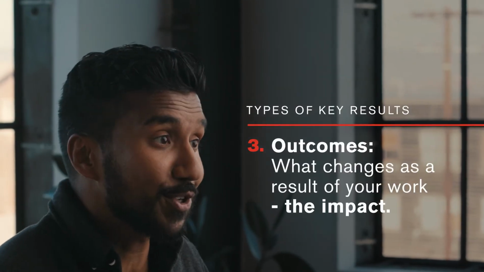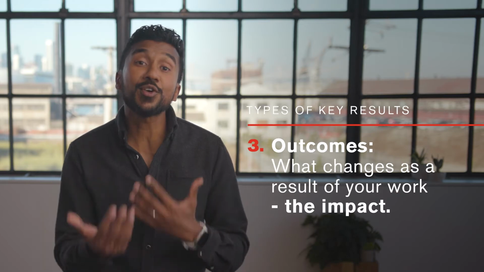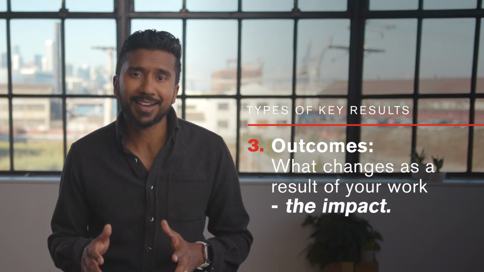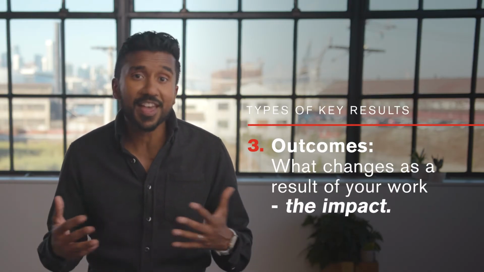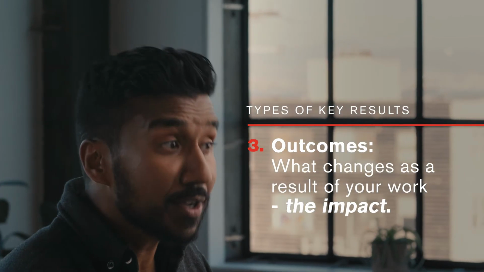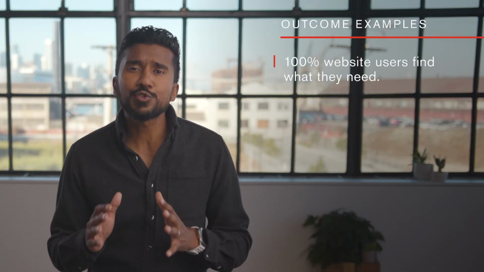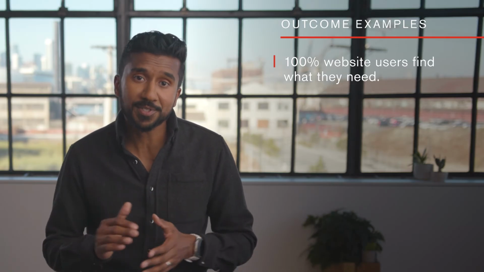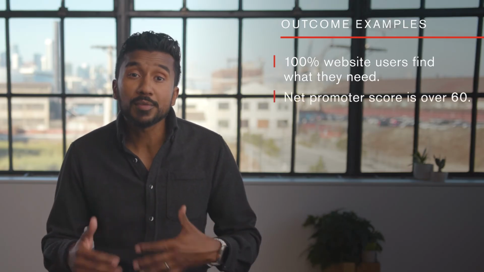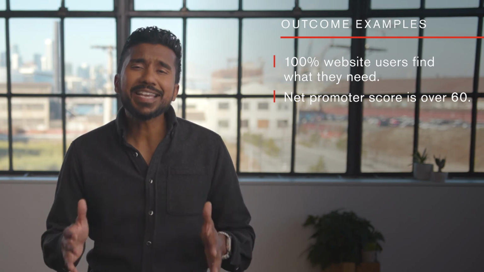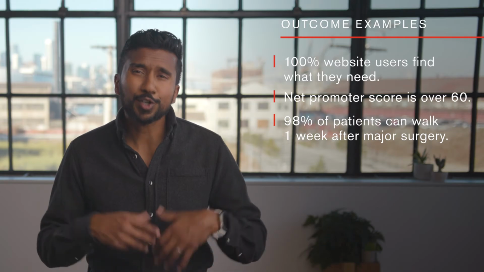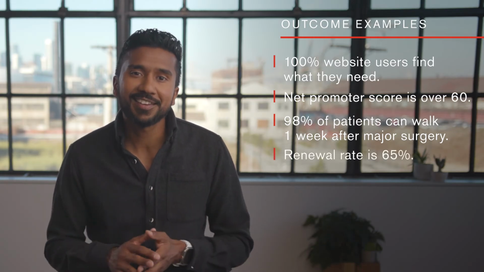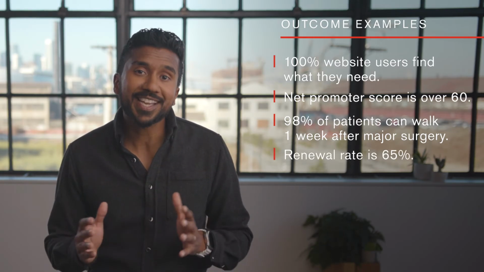Outcomes, the third type of key result, describe what has changed as a result of your work. They describe impact. For example, if you launch that new website or increase production by 1,000 units, what will change for your customers? Here are some more examples of outcomes. 100% of our users can find what they're looking for on our website. Our Net Promoter Score is over 60. 98% of people are able to walk 1 week after a critical surgery. Our customer renewal rate is 65%. Those are all outcomes from taking action.